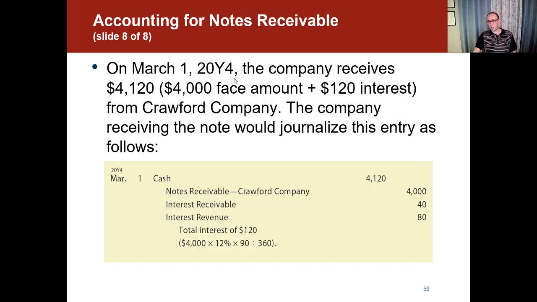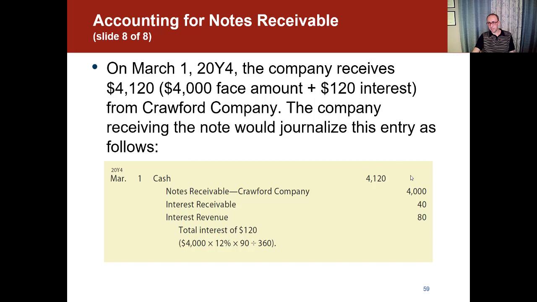So on March 1st, 2014, when the company receives the full balance, maturity value, which is $4,120, and how did we calculate that? It's the $4,000 face amount plus $120 interest. And how it's calculated, it's the 12% multiplied by the 4,000 multiplied by 90 divided by 360, and that's going to be $120, and that's the amount of interest received for the full 90 days. However, remember, we already earned 30 days. We need to earn the remaining 60 days.